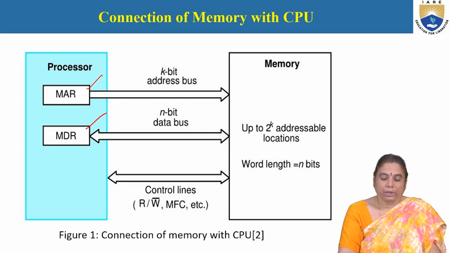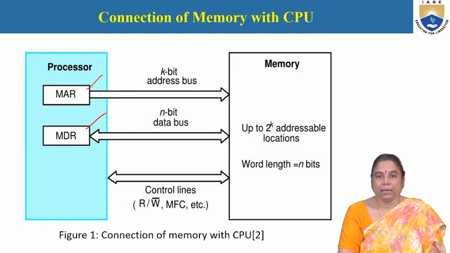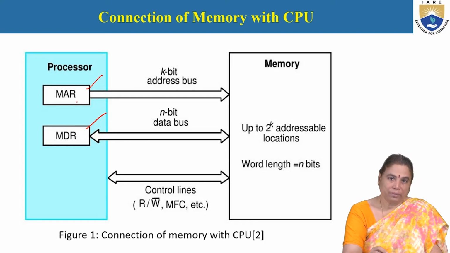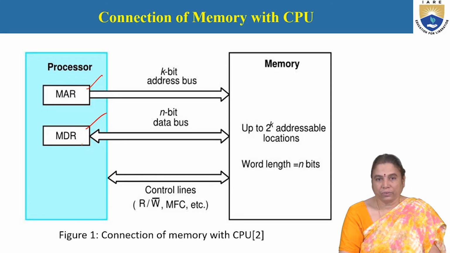The second register is the MDR register. The MDR register holds the data to be read from or written to the memory. Two operations are generally implemented on the memory, either read operation or write operation. At which location this operation can be performed, the address can be held by the MAR register, and what data is to be read or written, that data can be stored in the MDR register.